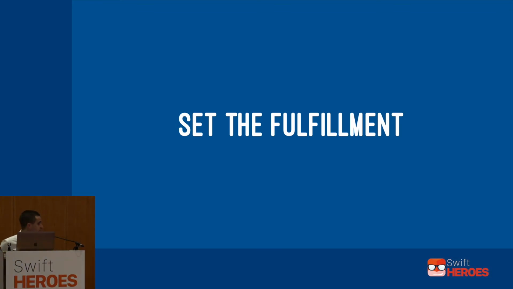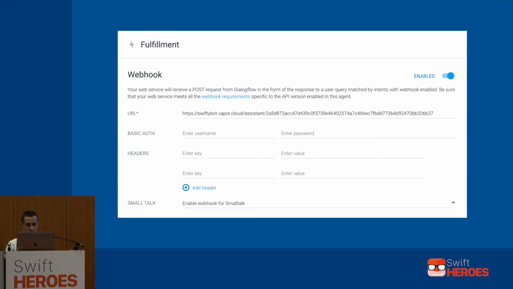Now we have to set the fulfillment. So we have to set the address that Google will call us. In this case, I used Vapor Cloud to deploy the bot. And as you can see, at the end of the URL, there is the previously created string that will make sure that only Google can call us. You can even use a basic authentication or others if you want.